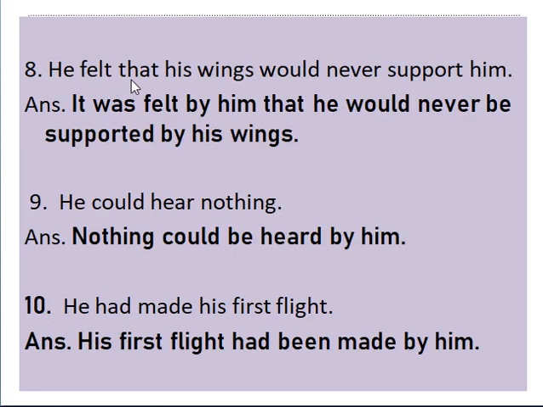He felt that his wings would never support him. It was felt by him that he would never be supported by his wings. So here we can see there are two parts in a sentence. One is "he felt" and the second one is "his wings would never support him."